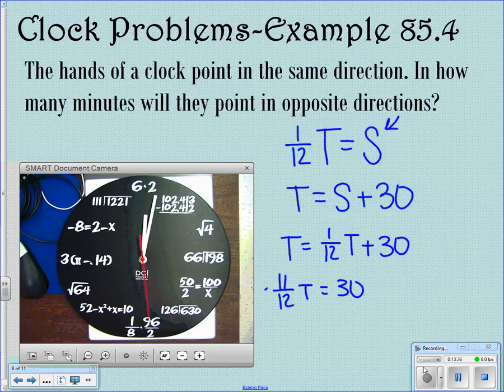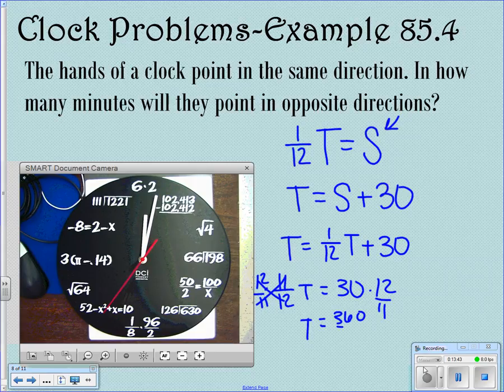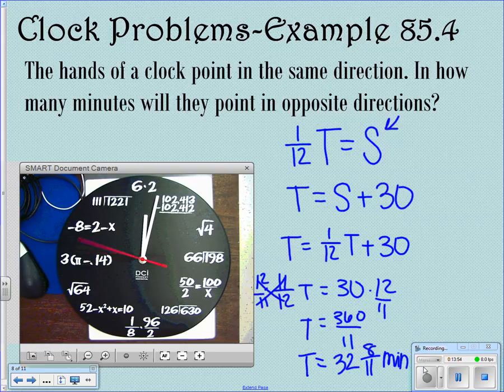And then we can multiply by 12 over 11. And so I get 360 over 11, which we want to change into a mixed number. And so that would be 32 and 8/11 of a minute. And so that would be your time. You don't want to give these as decimals, you do want to give them as a fraction. And you want to write it not as an improper fraction, but as a mixed number. So that's how many minutes it'll take before they point in opposite directions.